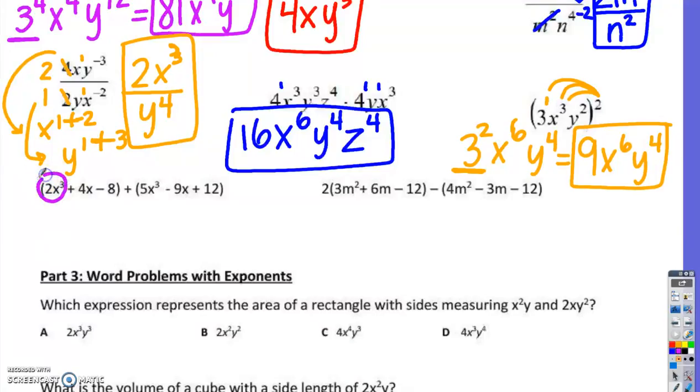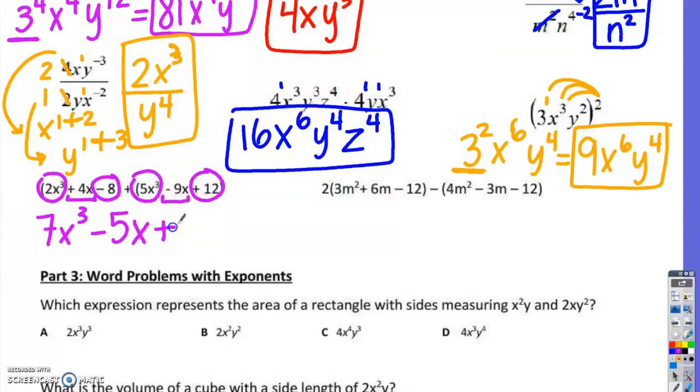So I have x to the 3rd power right here, and another x to the 3rd power here. So I have a total of 2 plus 5, which gives me 7 of those. 7x to the 3rd power. And then I'm going to look at my plain old x's. I have positive 4x over here, and then negative 9x over here. Don't forget to include that sign with it. So negative 9x and a positive 4x is going to give me negative 5x. And then last I have negative 8 and positive 12. Negative 8 and positive 12 is going to be a positive 4.